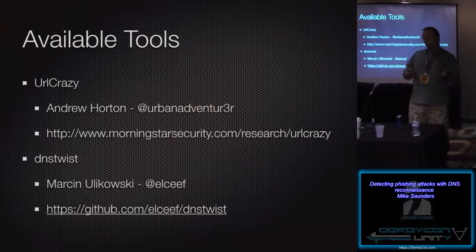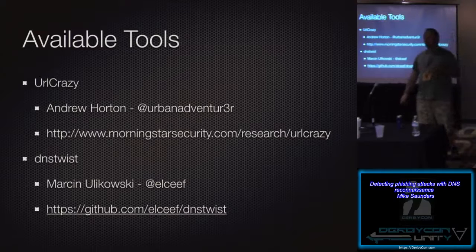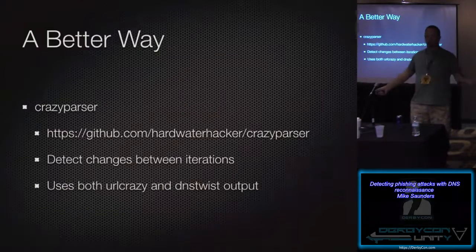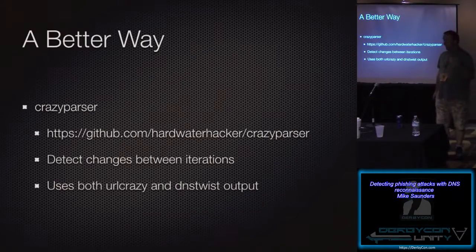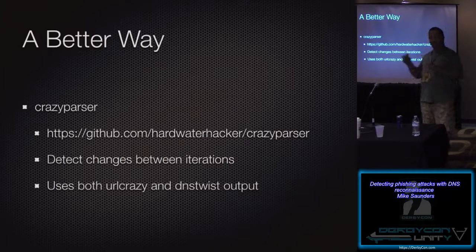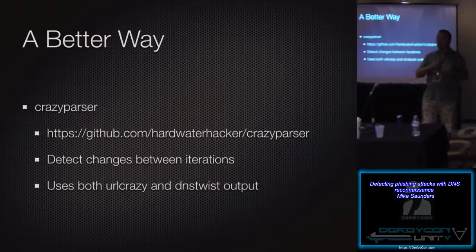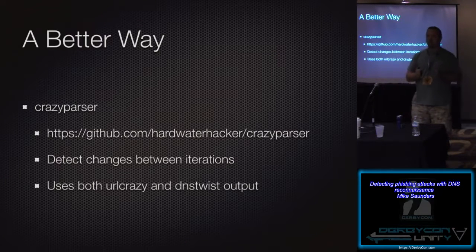So you can do it, but it's kind of clunky, it's manual, and it's just not easy, right? So I wrote a tool, because after looking around, I didn't see anything available. I wrote a tool called Crazy Parser, because at the time only URL Crazy existed. It's a Python tool, and it consumes the output of both DNS Twist and URL Crazy. And it will compare that against a baseline that you set up to detect, did a new domain get registered since the last time I ran the program?